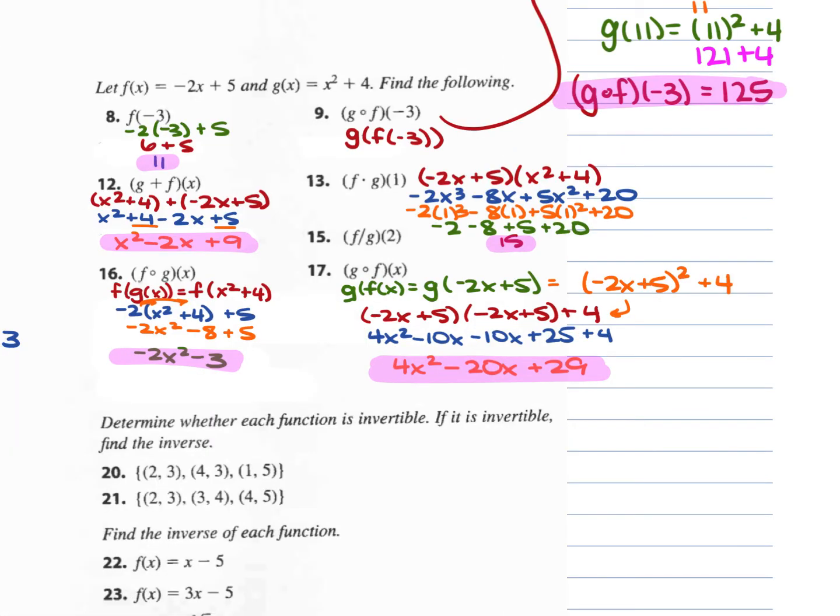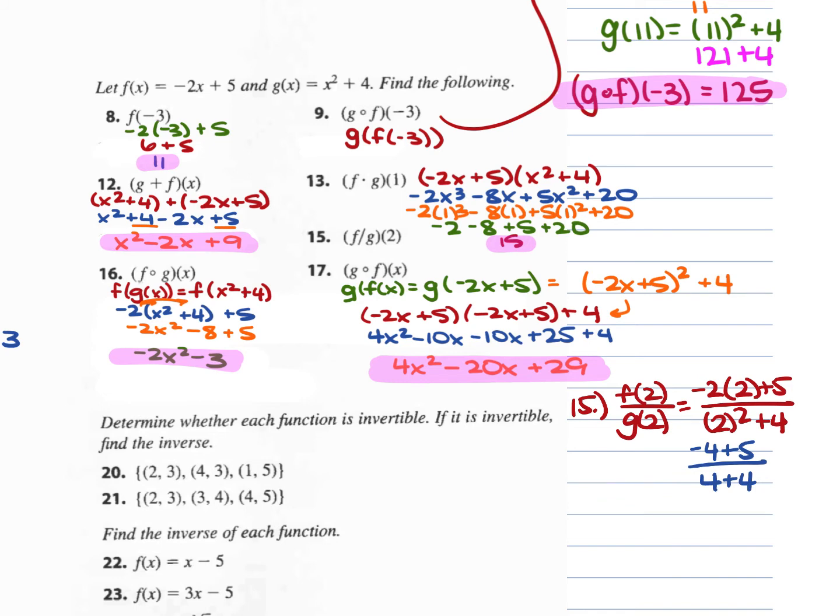For 15, we have f of 2 over g of 2, because f divided by g of 2 is the same exact thing as f of 2 over g of 2. So we're going to plug in 2 for x in f of x. So we're going to have negative 2 times 2 plus 5, and put it over plugging in 2 in g of x. So that's 2 squared plus 4. This gives us negative 4 plus 5 over 4 plus 4, which simplifies to be 1 over 8.